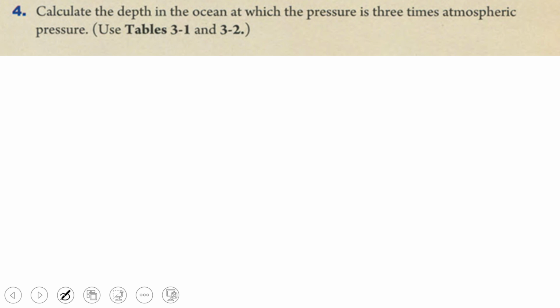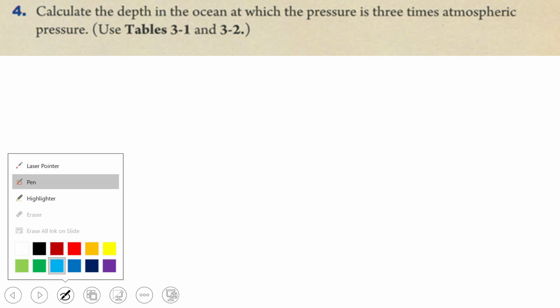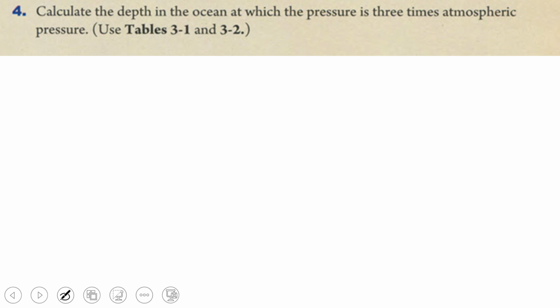Question 4. Calculate the depth in the ocean at which pressure P is equal to 3 times atmospheric pressure. Look, this is important. Pressure P is equal to 3 times atmospheric pressure, atmospheric pressure meaning P naught.